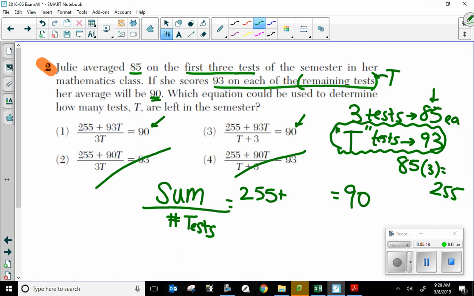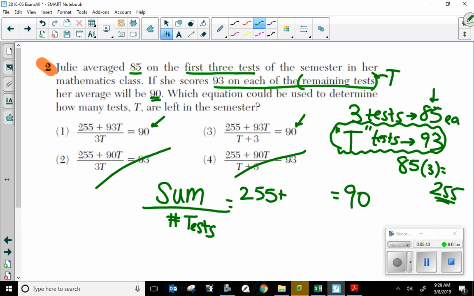I don't know how many tests she scored a 93 on. I know for a fact that if there was one test, it'd be 93 points I would add to this 255. If it were two tests, it would be 186. It'd be 93 plus 93, or I can look at that as 93 times 2. If we're three tests, I do 93 times 3.